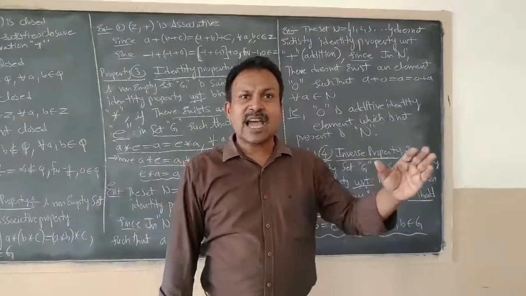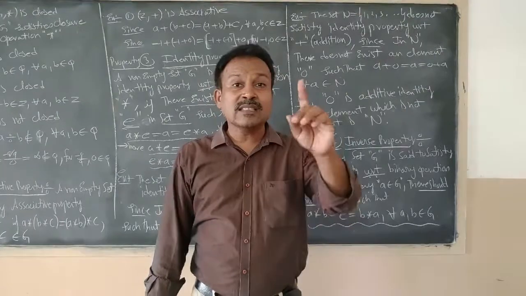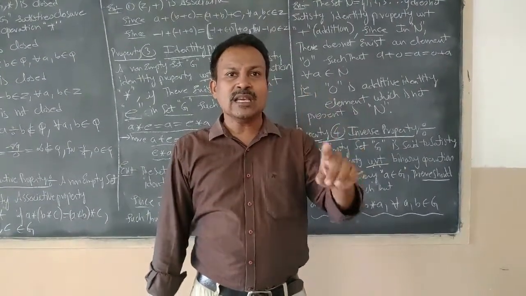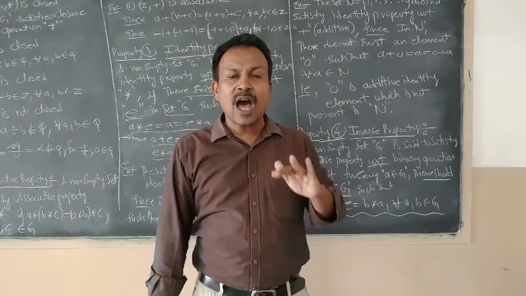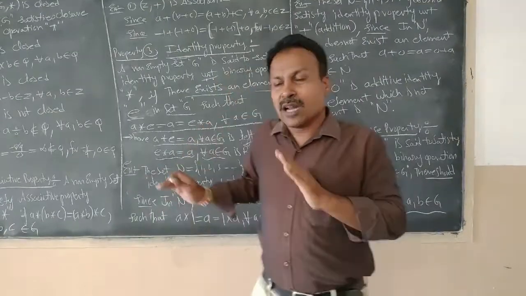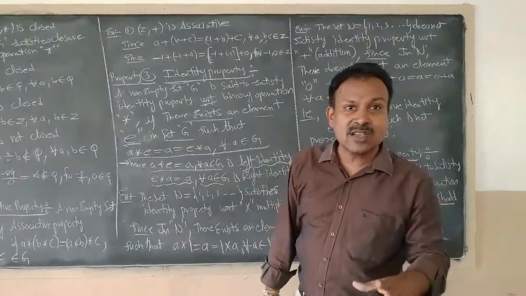We say that G satisfies inverse property if for every A belonging to G, there exists an element B belonging to G such that A star B is equal to E is equal to B star A, for every A, B belonging to G. It is inverse property.